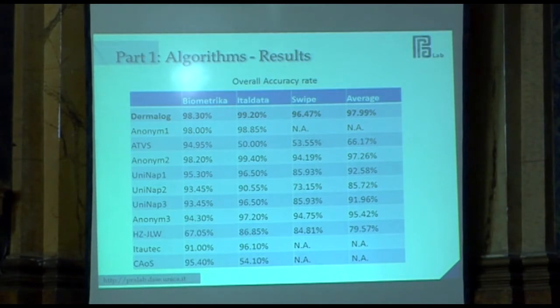In this table, I summarized the results on 3 of the 4 data sets: Biometrika, Italdata and the swipe sensor, and the average computed on these 3 data sets, the fourth being under study due to problems that occurred during the competition. You can easily recognize the participants from the labels, but 3 of them are anonymous. Anyway, the winner, according to these 3 data sets, is the algorithm presented by Dermalog.